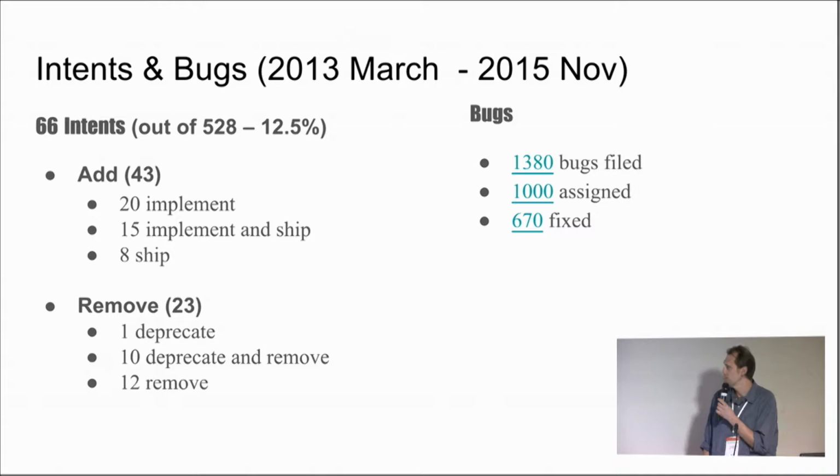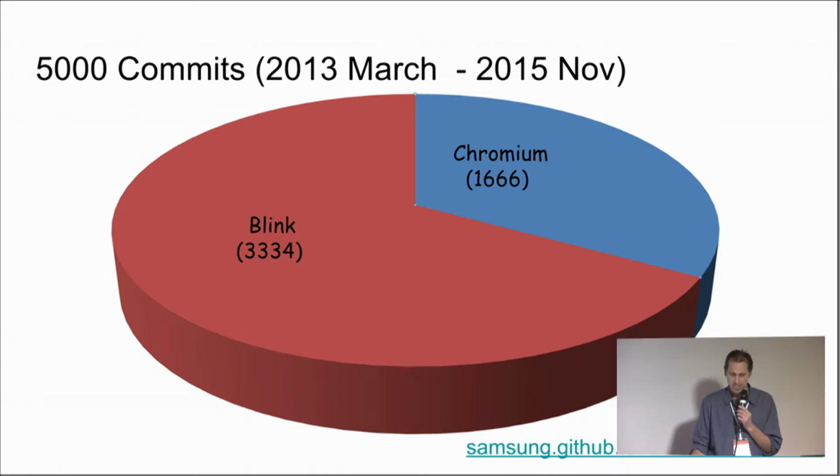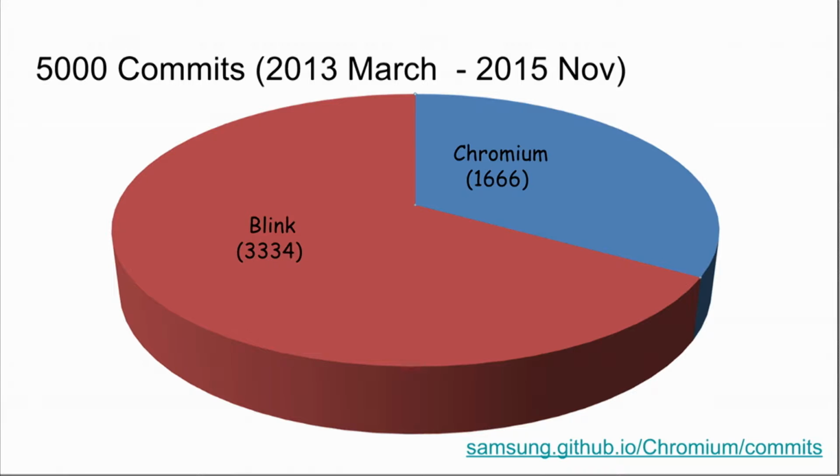In terms of bugs, we filed over 1,000. About 1,000 is still assigned to us, and 670 is fixed by Samsung. Number of commits: we just about a week ago reached exactly 5,000 commits. Yay. Exactly 2/3 is in Blink and 1/3 is the rest. I don't know why, but if you want a quick search on this, you can go there and hit it, and it's pretty searchable.